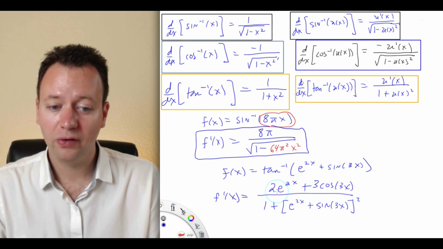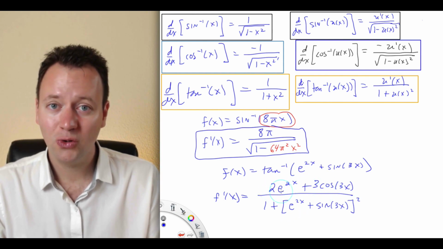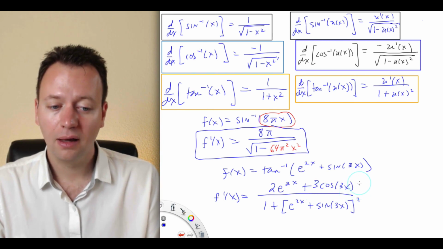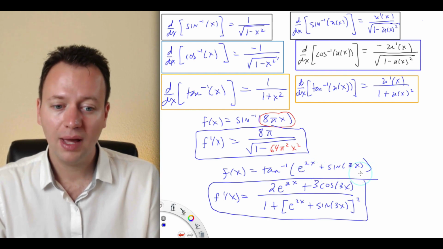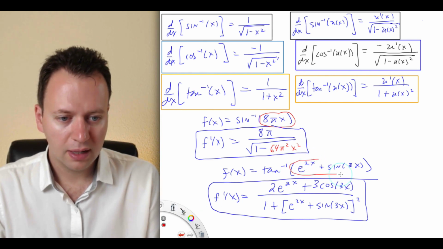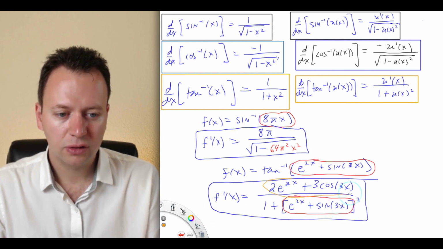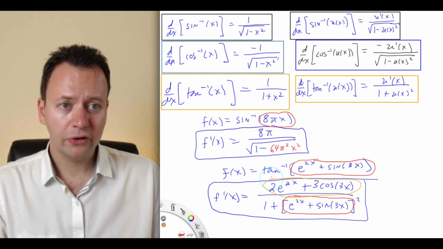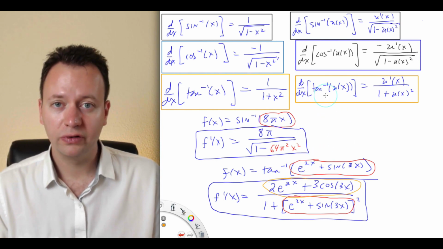E to the u of x, the derivative is e to the u of x times u prime of x. Derivative of sine of u of x is cosine of u of x times u prime of x. So the derivative of the inside is 2e to the 2x plus 3 cosine of 3x. So if our function is arctangent of e to the 2x plus sine of 3x, the derivative is just the derivative of the inside function. So the inside function's right here. So we just get 1 over 1 plus inside function squared, and then times the derivative of the inside function right there. So those are two basic examples of using these derivatives of composite functions.